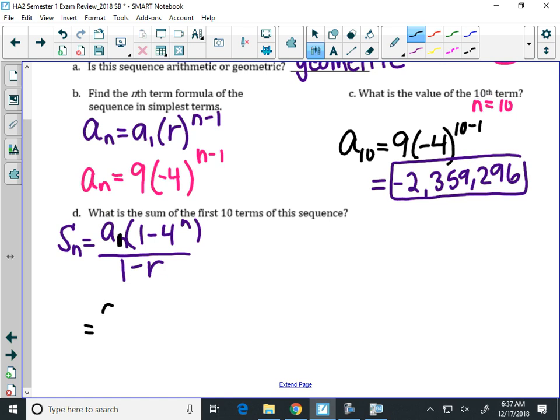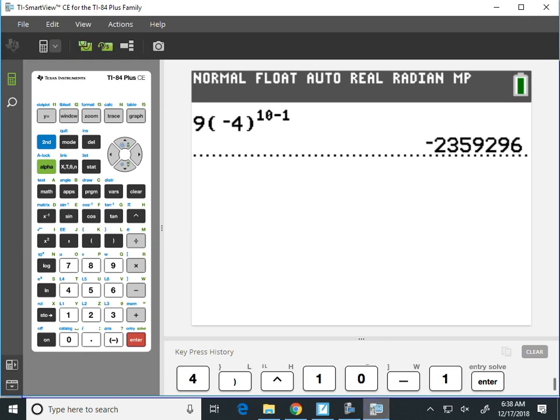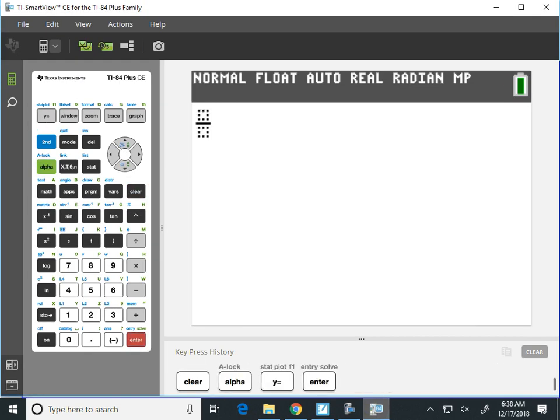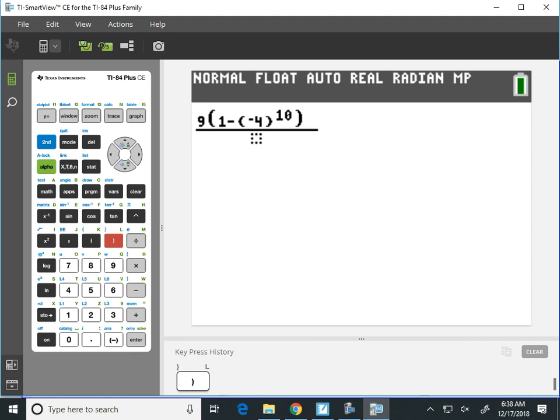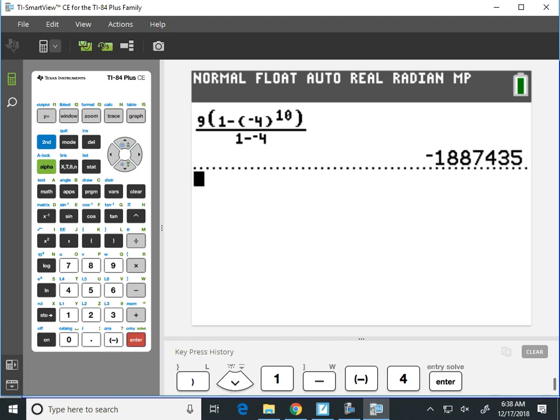I put 9 in for a sub 1 times 1 minus my common ratio. Remember, if your common ratio is negative, you put it in parentheses. To the nth power, and here is 10, all over 1 minus negative 4. So if I use my series formula like that, I go back to my calculator and type that in really carefully. Make sure that the 10, the exponent there, is outside of the negative 4 parentheses, inside the numerator parentheses, all over 1 minus negative 4. And this is the sum of the series.